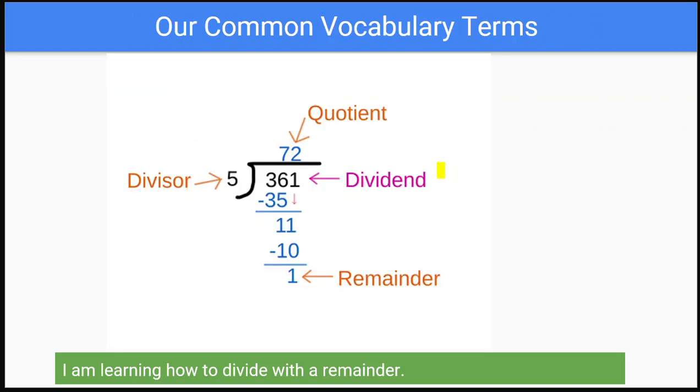Okay, well, here's some common vocabulary: the dividend is the amount that we're dividing. The divisor is how many groups we're making, or groups of, sometimes. The remainder is what's left over after you've found the quotient, okay? And the quotient is the answer. In the end, you're left with a quotient and sometimes with a remainder. Kids, you're learning how to divide with a remainder today.